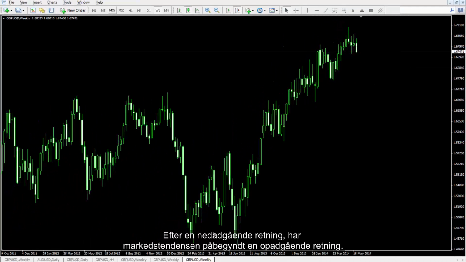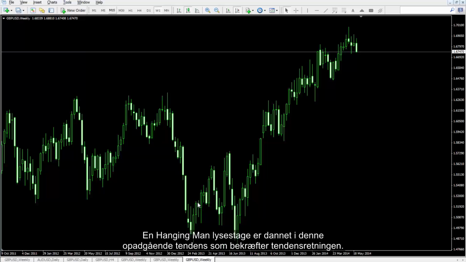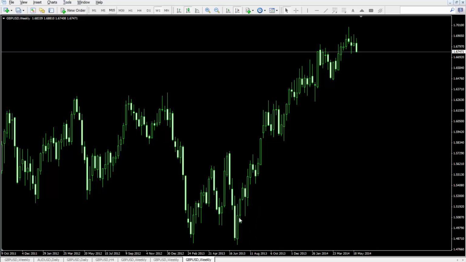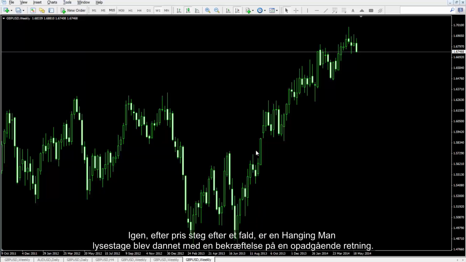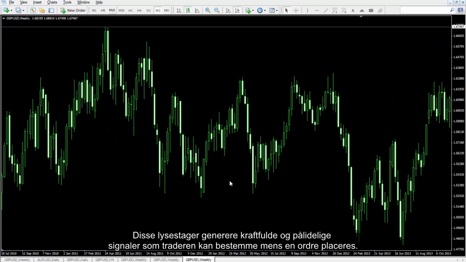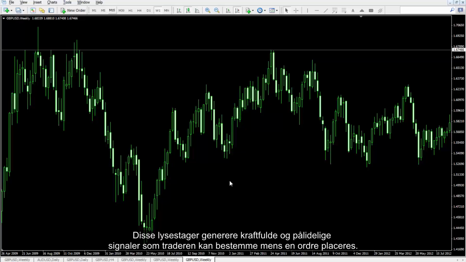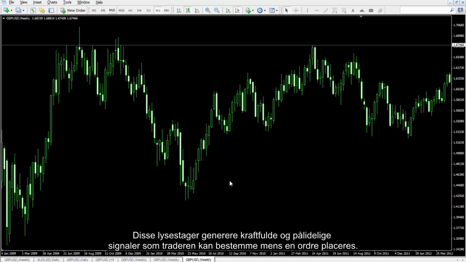After a downward direction, market trend started an upward direction. A hanging man candle has formed in this uptrend that confirmed trend direction. Again, after price has increased after a decline, a hanging man candle has formed with a confirmation on an upward direction. These candles generate powerful and reliable signals that a trader can determine while placing an order.